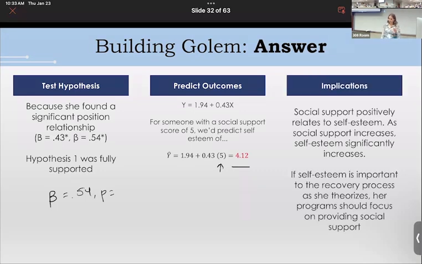And implications: social support positively relates to self-esteem. As social support increases, self-esteem significantly increases. If self-esteem is important to the recovery process, as she theorizes, her program should focus on providing social support.